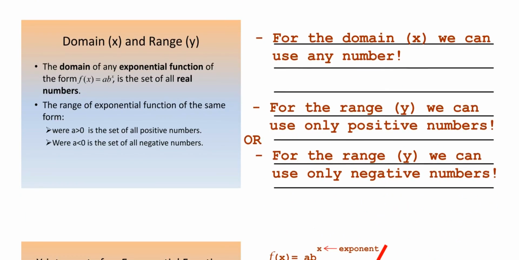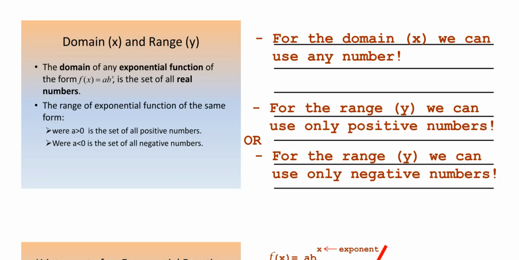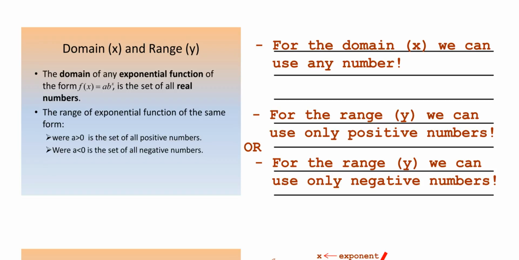Domain and range. So the domain of any exponential function of the form f of x equals ab to the x is the set of all real numbers. The range of the exponential function of the same form, where a is greater than 0, is the set of all positive numbers. Where a is less than 0 is the set of all negative numbers. So in other words, for the domain of x, we can use any number. So domain is the x value, right? We can use any number, all positive or negative numbers, or 0, which is a neutral number. On the other hand, for the range, the y value, we can use only positive numbers or only negative numbers.